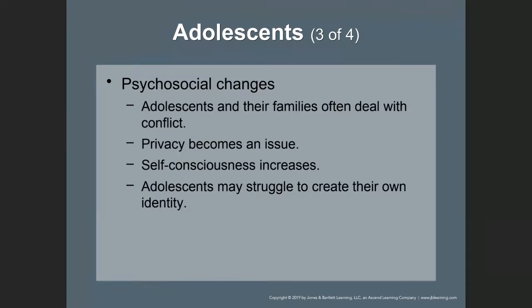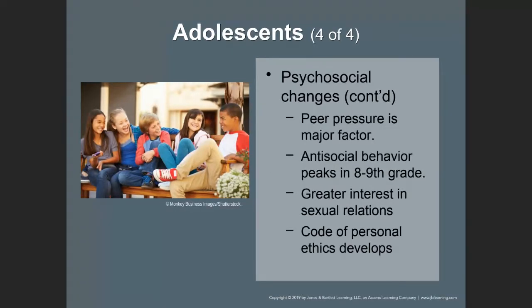Continuing with psychosocial changes, adolescents and their families often deal with conflict. There are issues with privacy, self-consciousness increases. They may struggle at this stage to create their own identity. They're easily influenced by peers, and they start to experiment with things that they shouldn't, specifically drugs. So there is peer pressure. So peer pressure is a major factor.